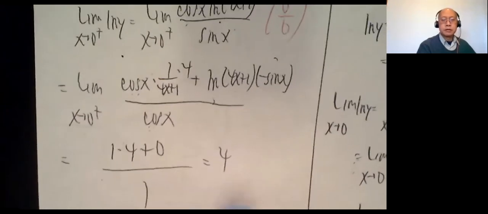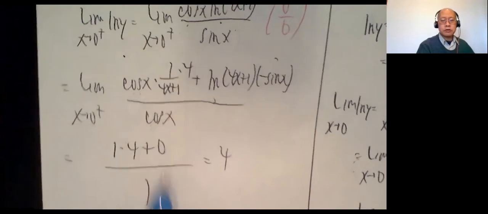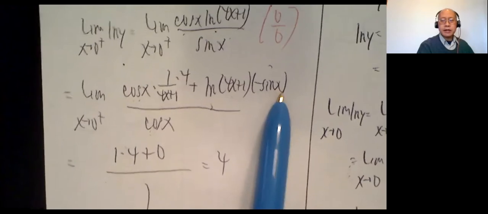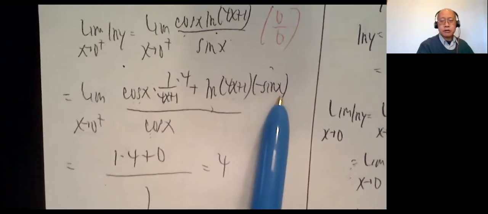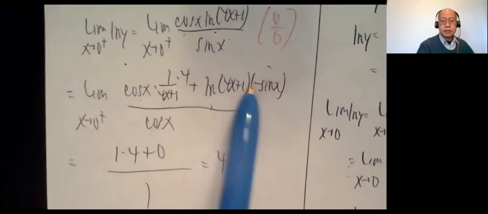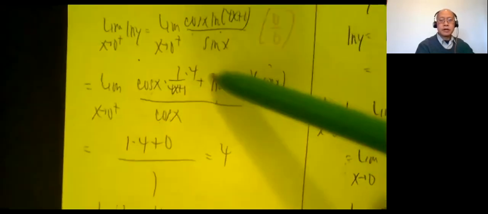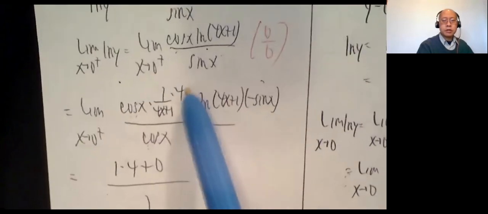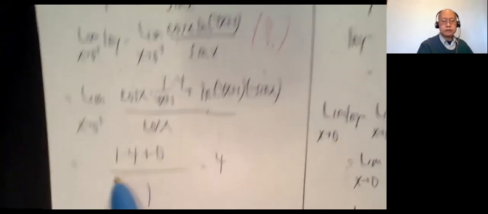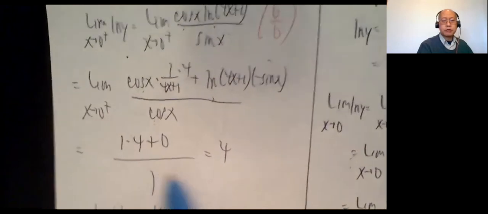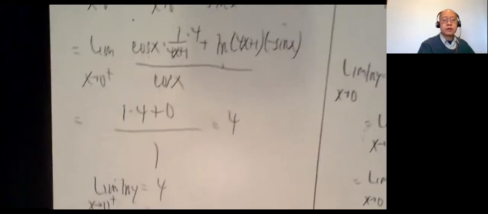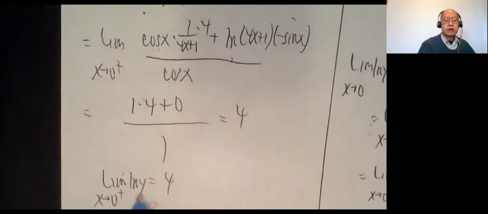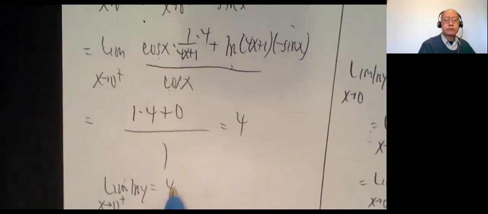Now I'll plug in. Cosine of 0 is 1 on the bottom. If I put a 0 right here and here, sine of 0 is already 0. So this thing becomes 0. This thing is all wiped out. That whole thing is gone. Put a 0 there, cosine of 0 is 1, times 4 divided by 1, 4. So I have 4 plus 0 over 1, which is 4. So I have the limit as x approaches 0 from the right of the natural log of y is 4.